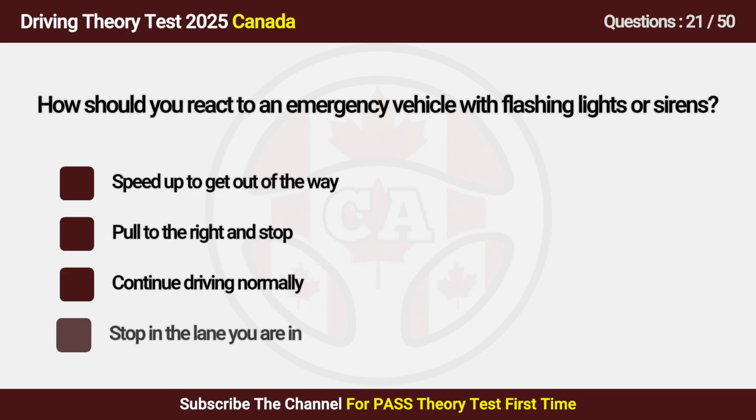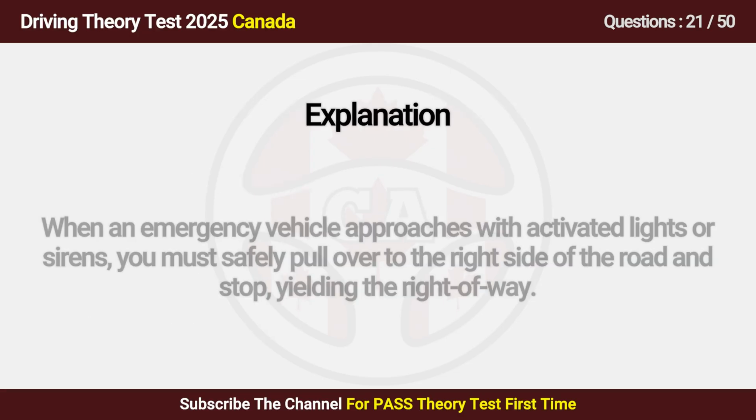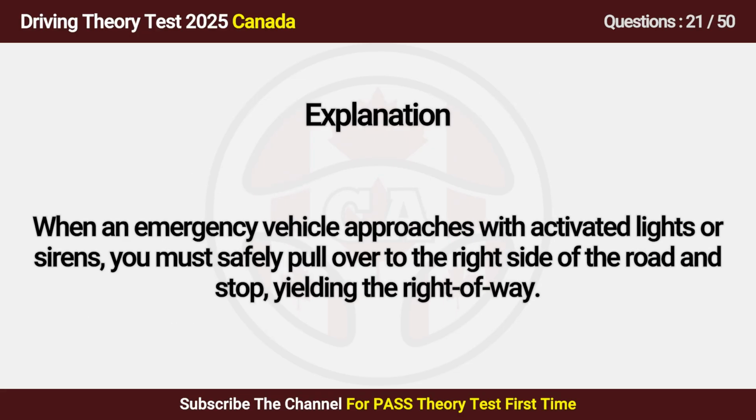Question 21. How should you react to an emergency vehicle with flashing lights or sirens? A. Speed up to get out of the way. B. Pull to the right and stop. C. Continue driving normally. D. Stop in the lane you are in. Answer is B. Pull to the right and stop. When an emergency vehicle approaches with lights or sirens, you must safely pull over to the right side of the road and stop, yielding the right of way.